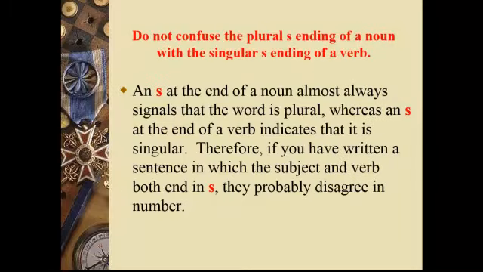Do not confuse the plural S ending of a noun with a singular S ending of a verb. An S at the end of a noun almost always signals that the word is plural, whereas an S at the end of a verb indicates that it is singular. Therefore, if you have written a sentence in which the subject and verb both end in S, they probably disagree in number.